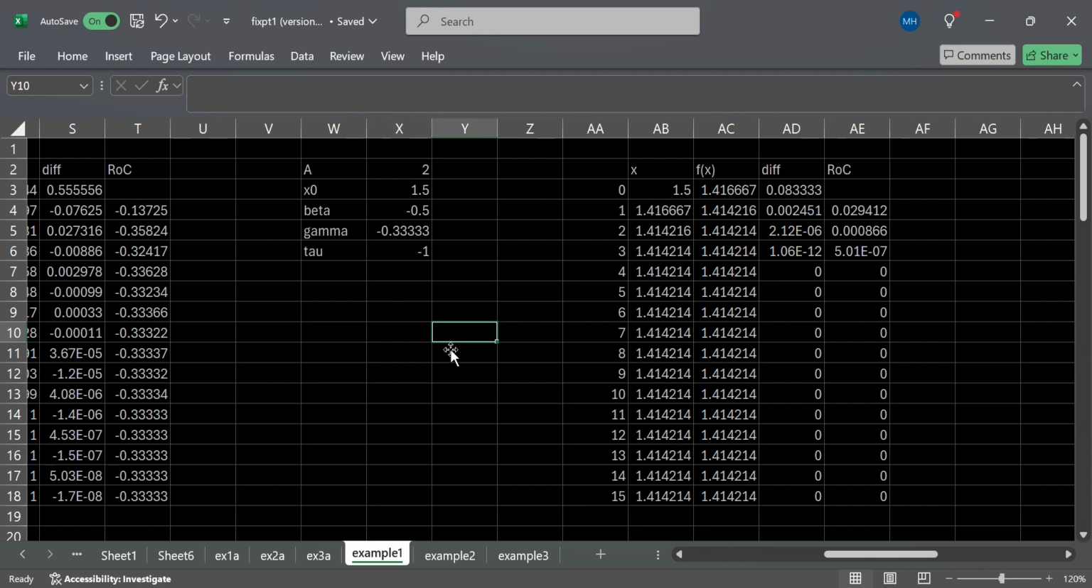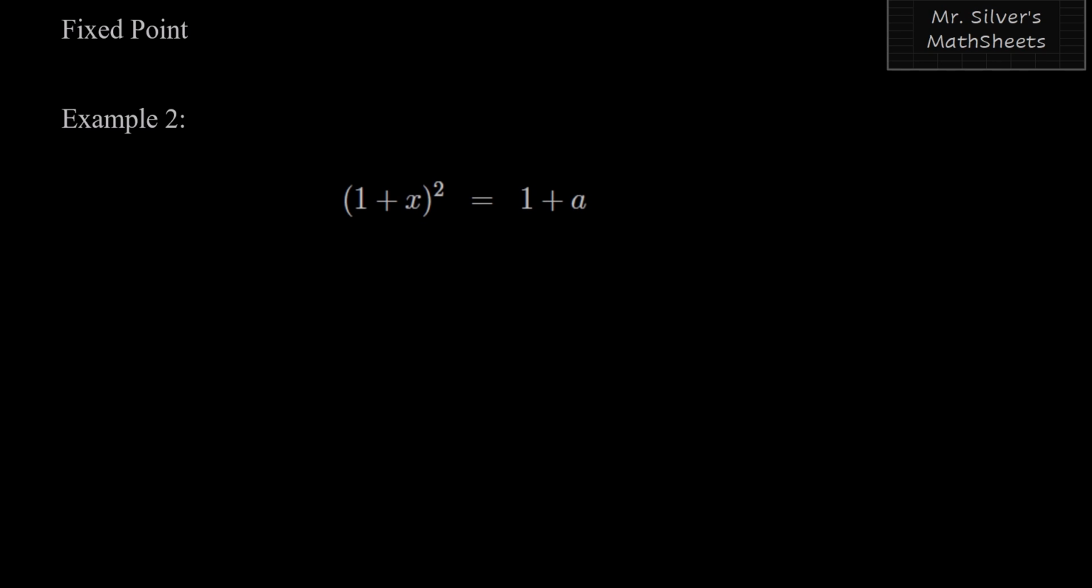This is like the Babylonian method. Okay, let's try another example. And once you understand this process, you can invent a million different examples.